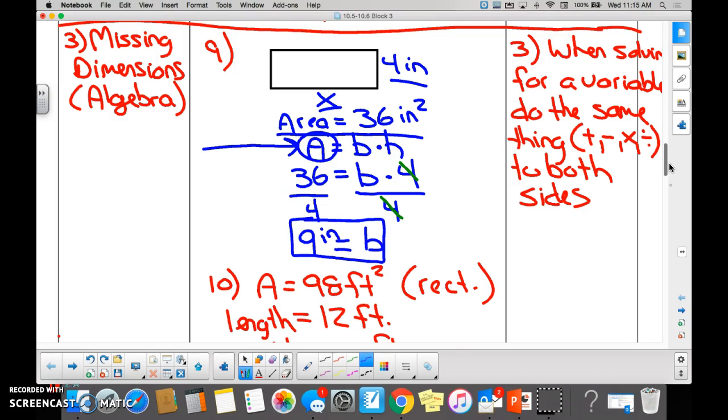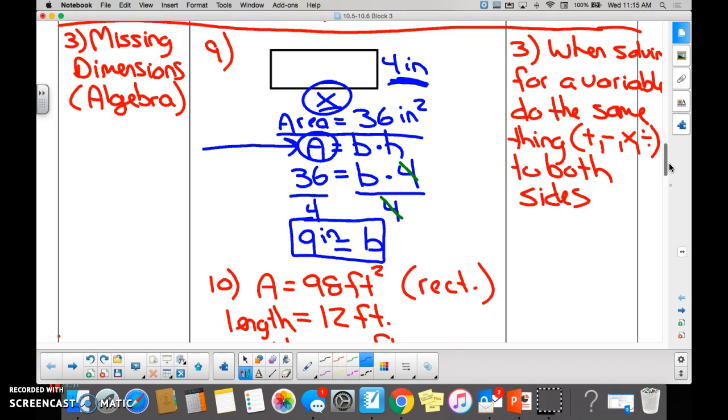Do we know the base? No. So we left the base as B. Could we call it X as well? Yes. Do we know the height? Yes. What's the height? 4. So we just need to calculate B, and you guys all probably know what it is, like guess and check. You all know that what times 4 is 36?